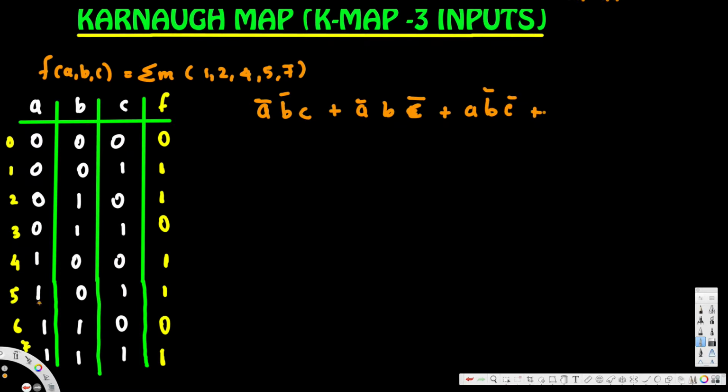If you look at location 5, 1, 0, 1, a is already 1, b is 0, so we have to put a not. C is 1, so we just put c. And then location 7 is 1, 1, 1, all of them are 1, so we can directly write it as a, b, c. So now this is the expression for sum of products.